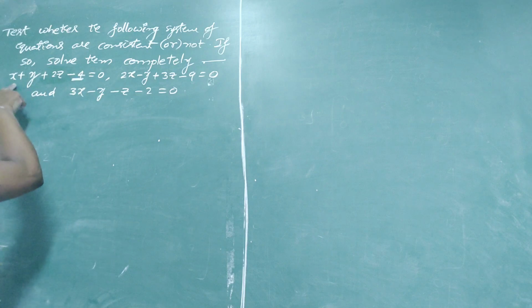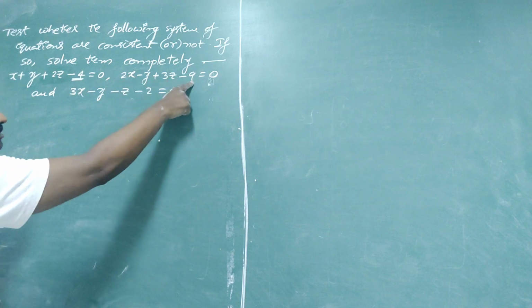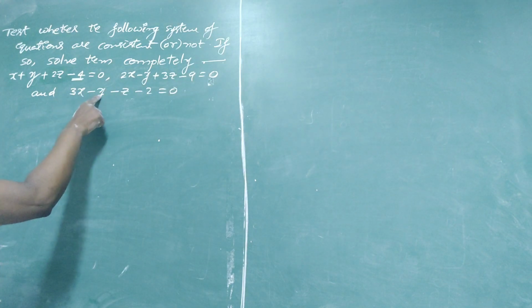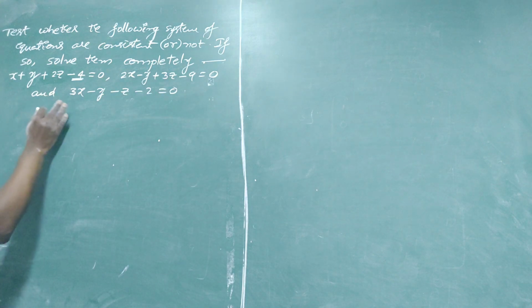So you will get x plus y plus 2z is equal to 4. Similarly, the right side constant here is 9. Similarly, the last equation is also 3x minus y minus z is equal to 2. Don't forget it. This is not homogeneous. This is a non-homogeneous system.